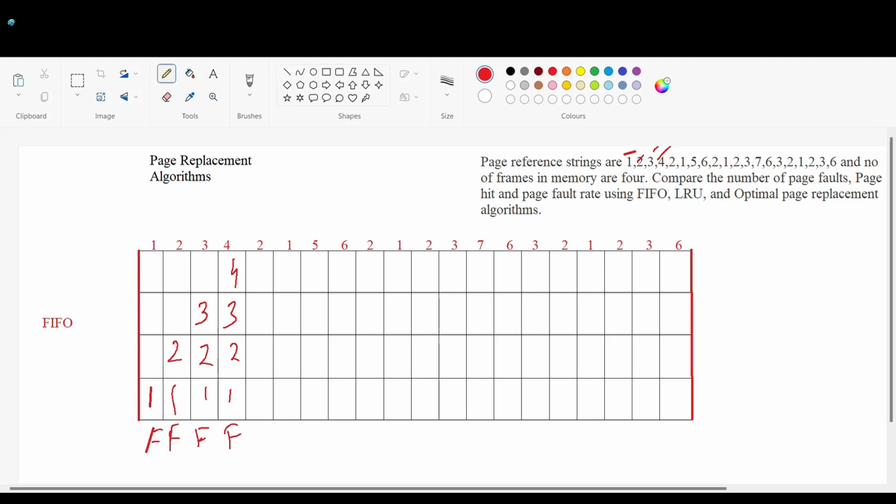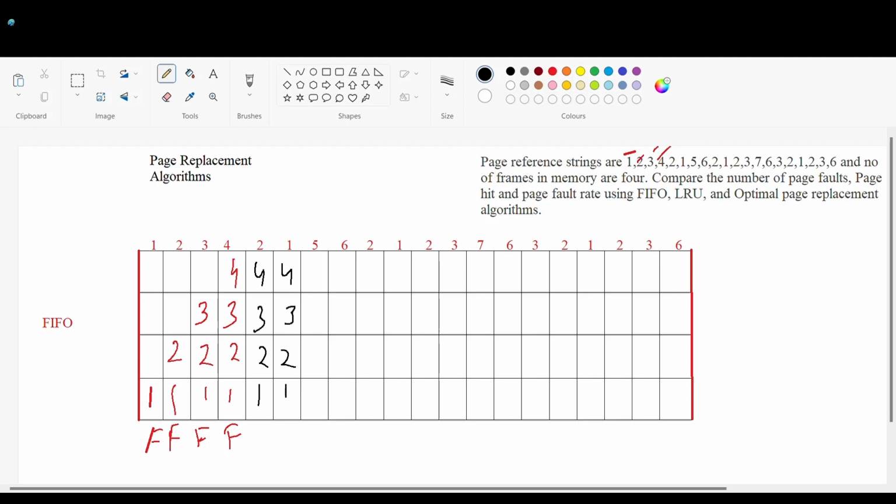Now 2 will be loaded, but 2 is already found here, so no page replacement is needed, right? So 4 3 2 1. This is not a page fault, this is a hit. It is called a hit. Now 1 is already there, so no need to change the page. This is also a hit.